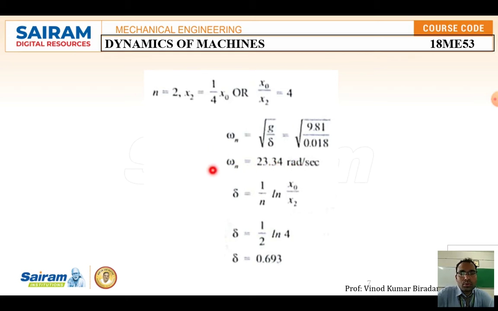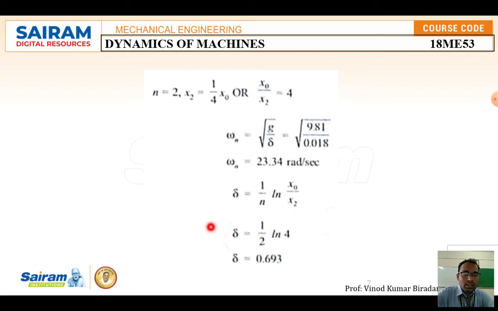Once you know this, we go for delta is equal to 1 by n of ln of x0 by x2. So x0 by x2 is given as 4, so substitute 4 here: 1/2 logarithm of 4, so you get delta is equal to 0.693. So from this PPT, we calculated omega n and the deflection, and this is the logarithmic decrement.